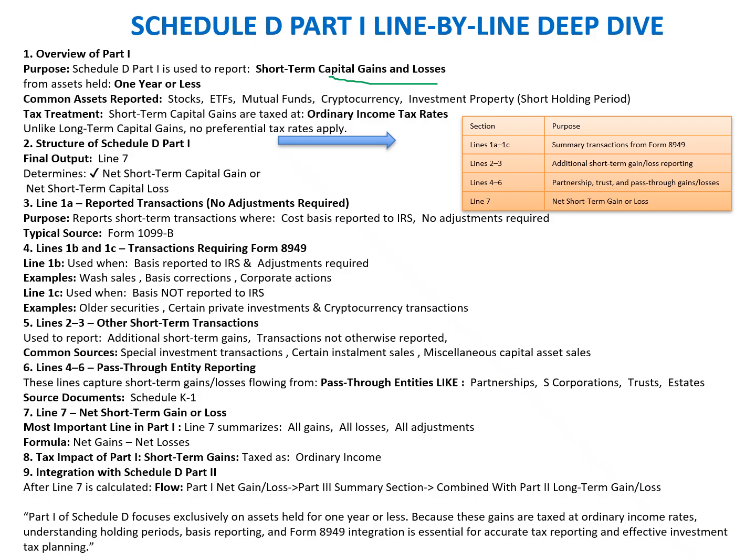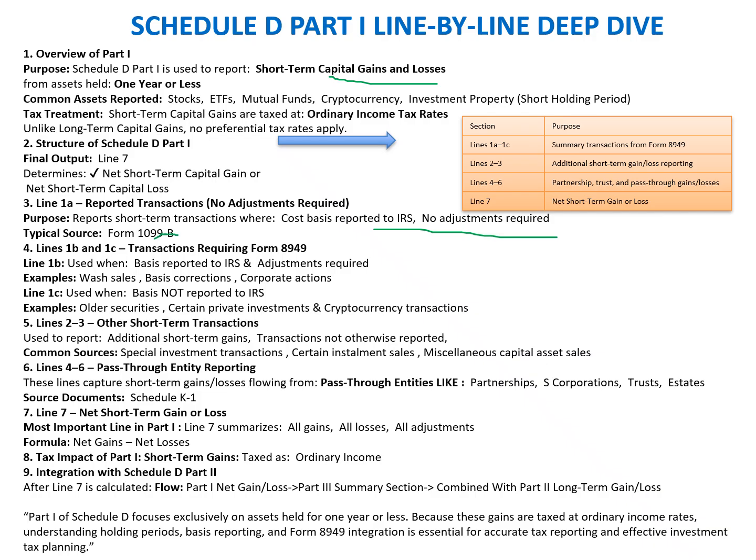So if you look at the sections, lines 1a to 1c are the summary of transactions from 8949. Lines 2 to 3 are additional short-term capital gain or loss reporting. Lines 4 to 6 are partnership, trust, and other pass-through gains and losses. And line 7 is the net short-term gain or loss. Line 1a reports transactions with no adjustment required, basically short-term transactions where the cost basis was reported to the IRS. Typically this is from Form 1099-B.